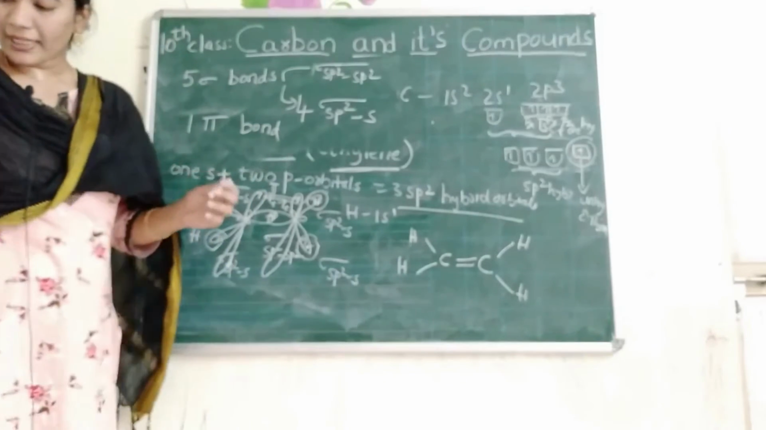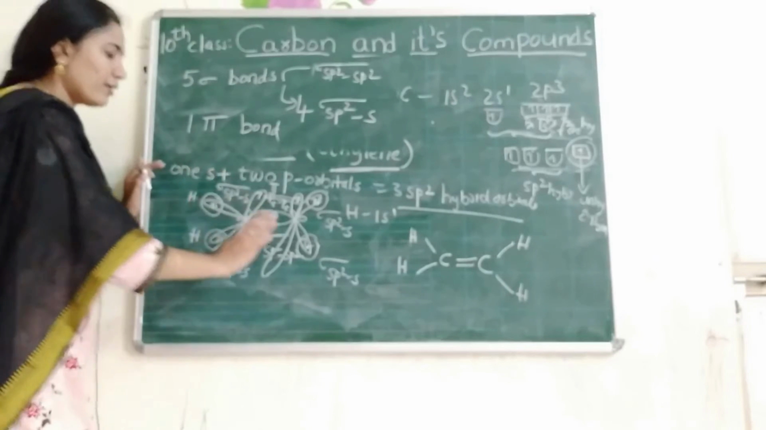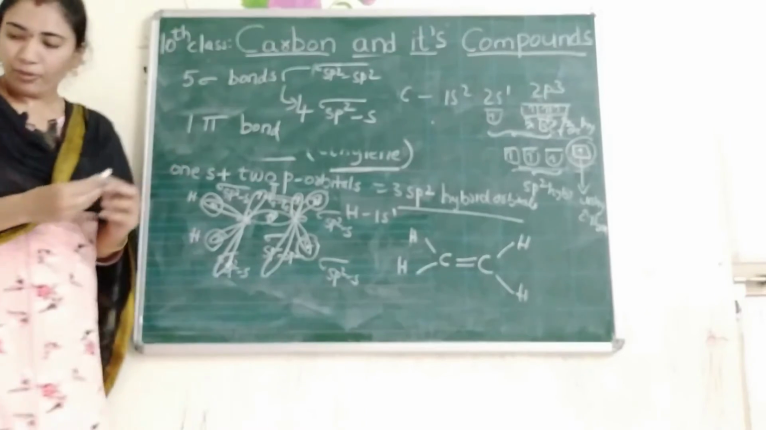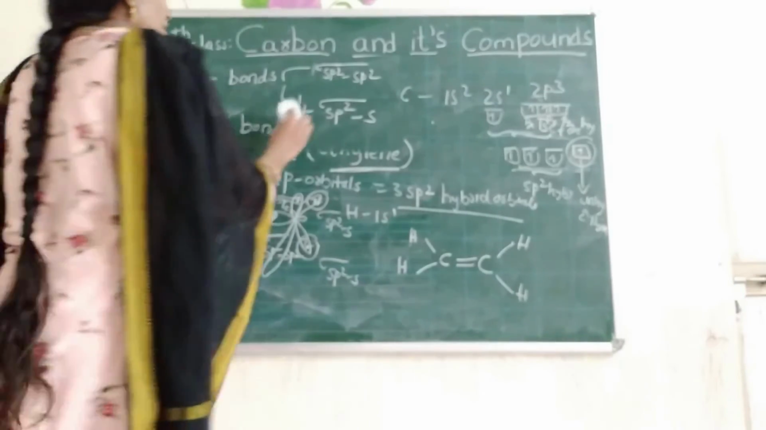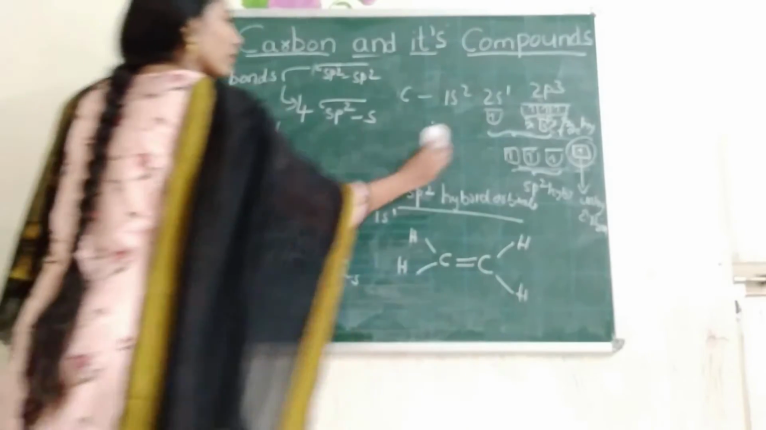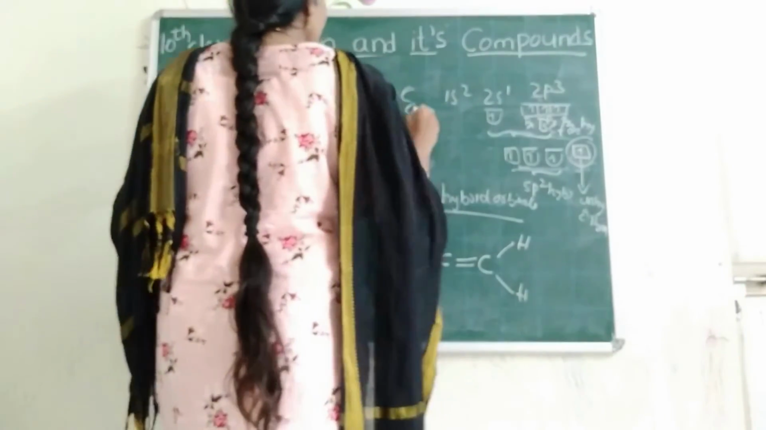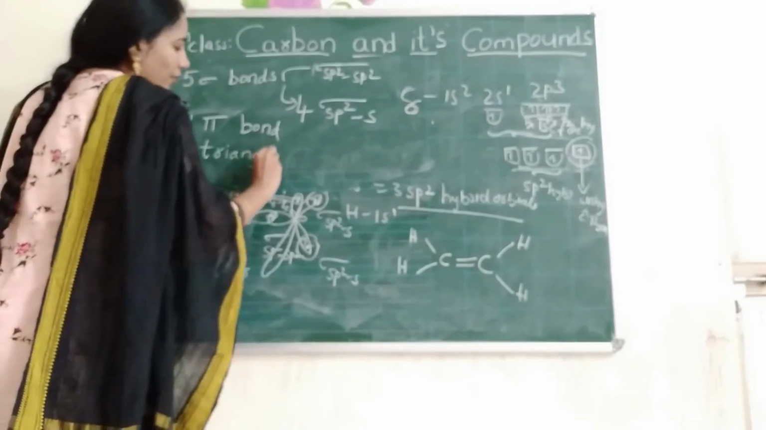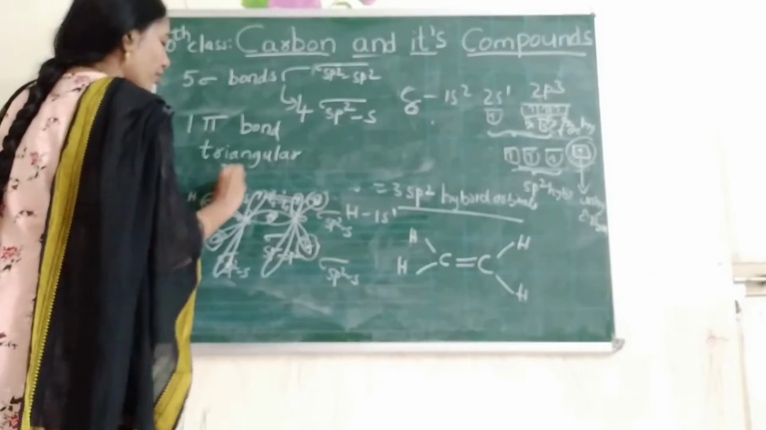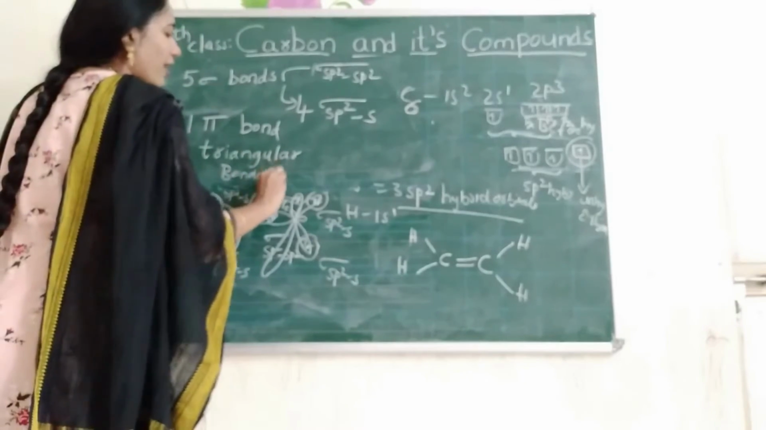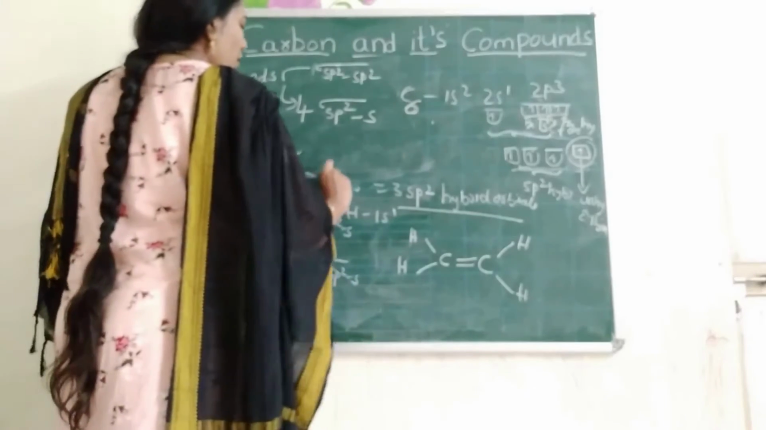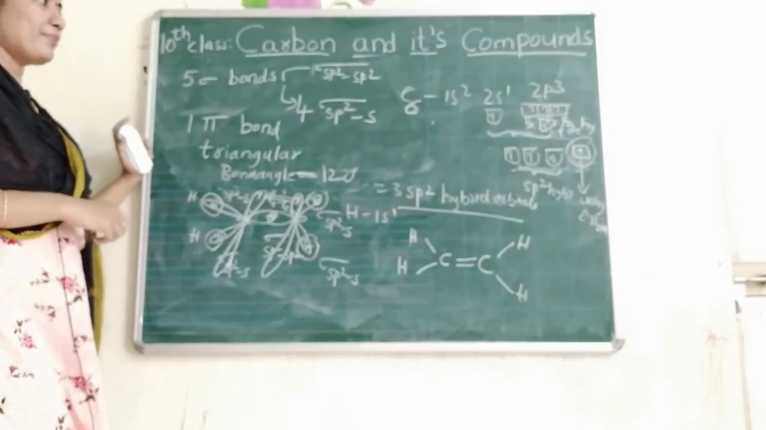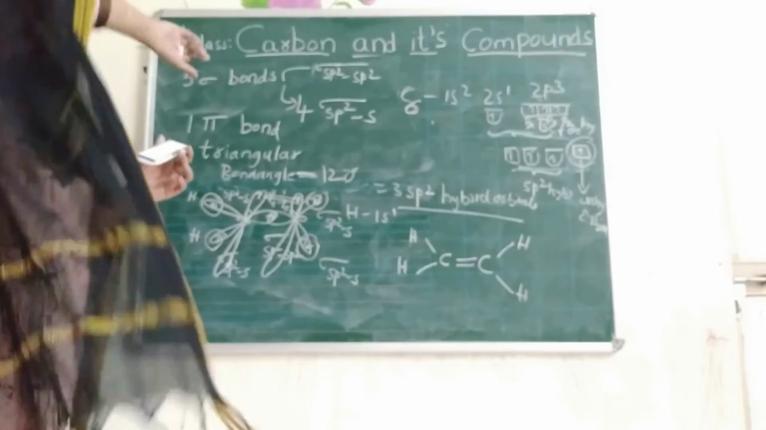Next, if you consider a single carbon like this, what's the shape here? 1, 2, 3, triangular. So the shape here is triangular. What is the bond angle in a triangular shape? The bond angle is 120 degrees. This is about the sp2 hybridization.